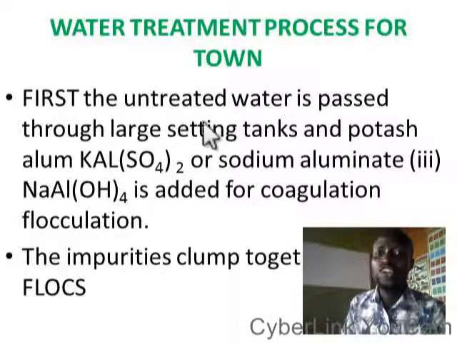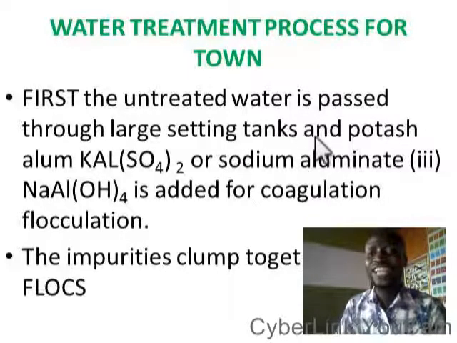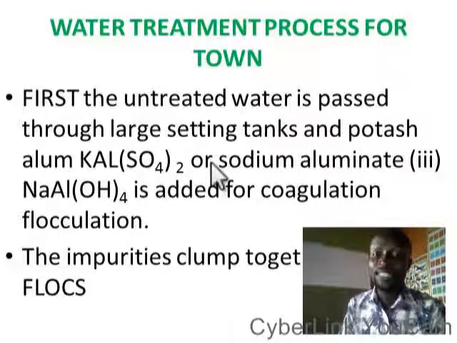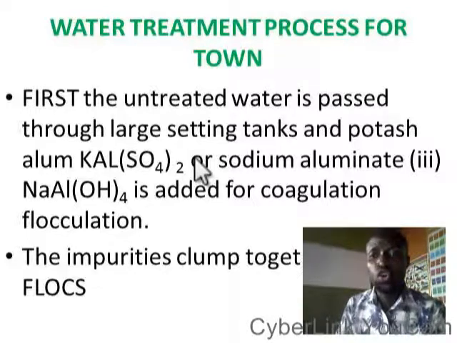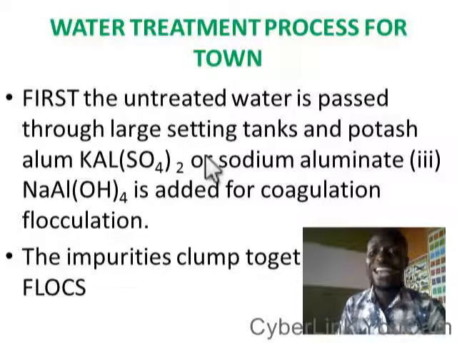First, the untreated water is passed through a large septic tank, and potash alum, look at, potash alum is KAl(SO4)2. The IUPAC name is potassium tetraoxosulphate(VI) aluminate(III). Can you call that with me? Potassium tetraoxosulphate(VI) aluminate(III). That's the IUPAC name of potash alum.